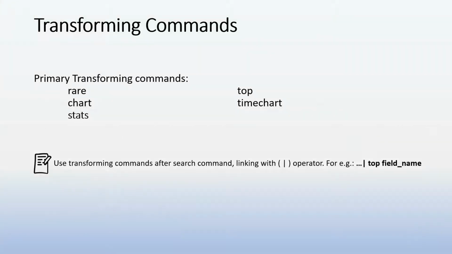So the transforming commands are the commands which transform your search result into some numerical data tables which are required for the visualizations like pie chart, bar chart, line chart, etc. And the scope of this video is to cover the usage of this top command. And we can use these transforming commands after our basic search commands, linked with the pipe operator.